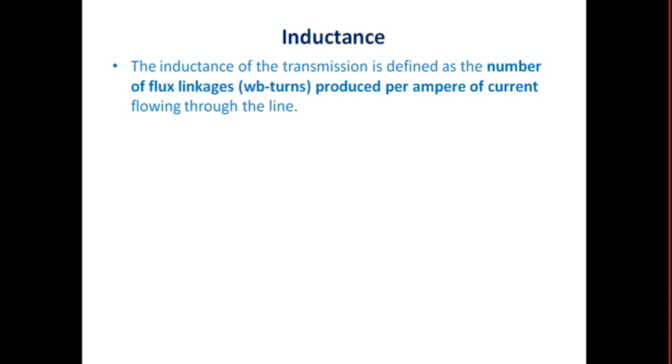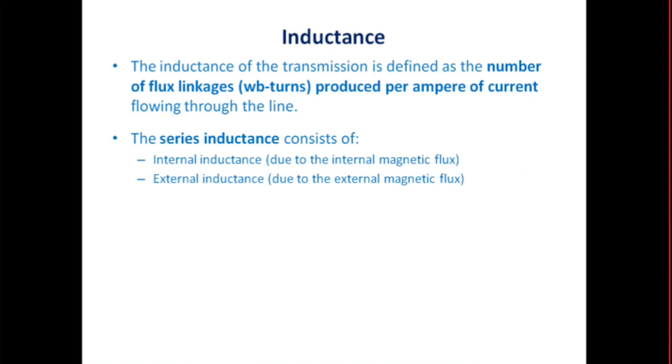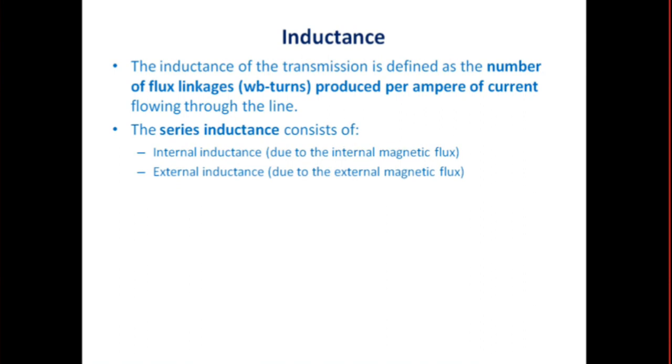Inductance. The inductance of the transmission line is defined as the number of flux linkages produced per ampere of current flowing through the line. The series inductance normally consists of internal inductance and the external inductance. The internal inductance is the inductance due to the internal magnetic fluxes, and similarly the external inductance is the inductance due to the external magnetic fluxes.